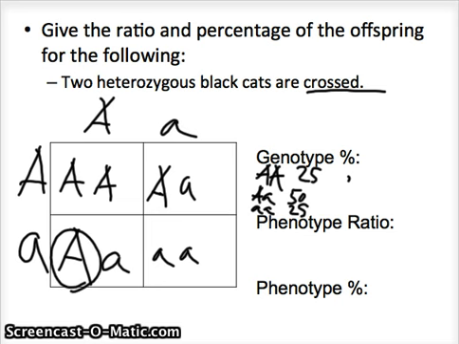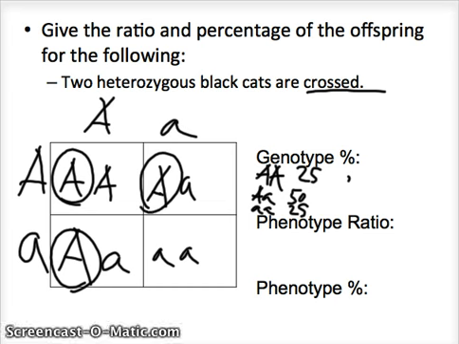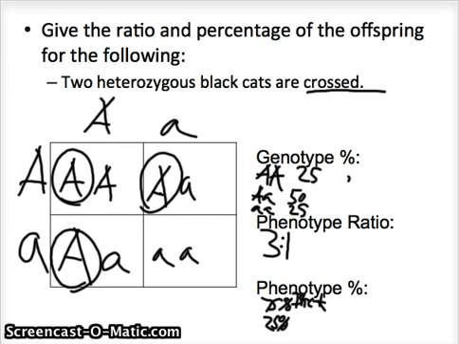Now, to find their phenotypes, again, I circle all the boxes that have a capital A in it, which is 3. So 3 to 1. Alright, there's 3 dominant to 1 recessive. So there's 75% that is going to be black. And then 25% is going to be the other color, whatever the other phenotype is. I just didn't specify in here.